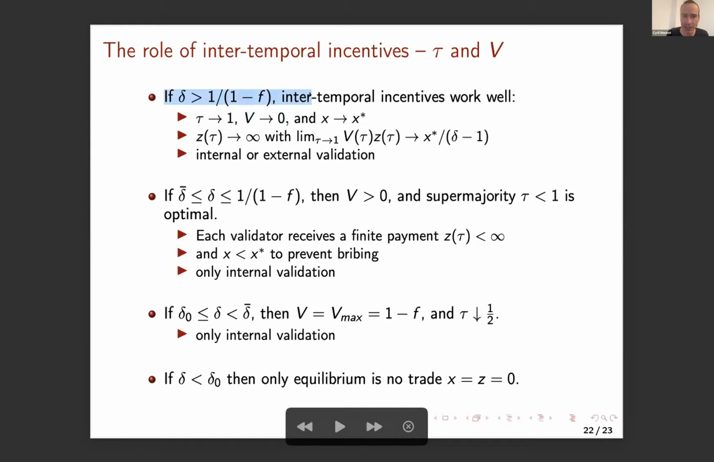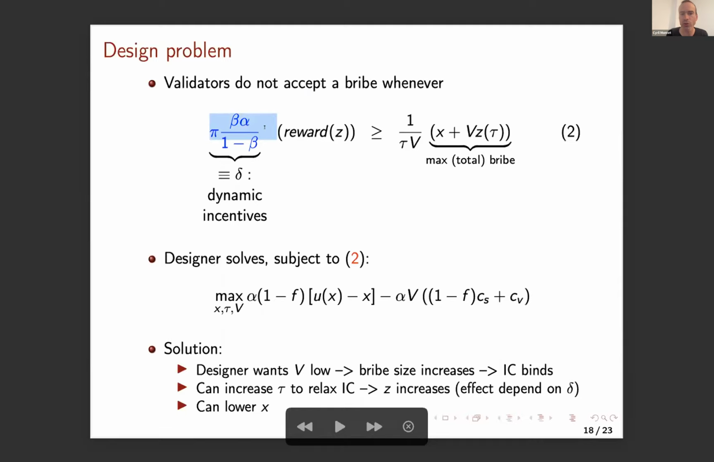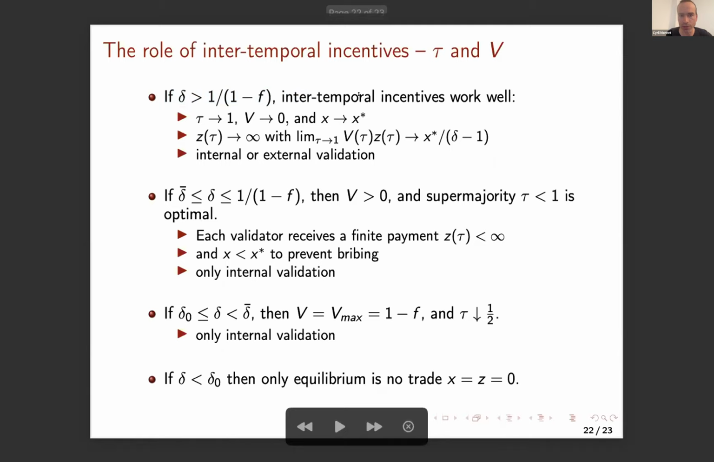I guess it is if the dynamic incentives are strong enough. So if this is high enough, then the solution is that V tends to zero, and you have a central bank, and you achieve the efficient allocation, actually. But if you have weaker incentives, then you want to play on all margins. You want to increase the number of validators, reduce the supermajority threshold, and also reduce the size of the trade. So you affect all the elements in this economy. So it's not always that you get the central bank result.